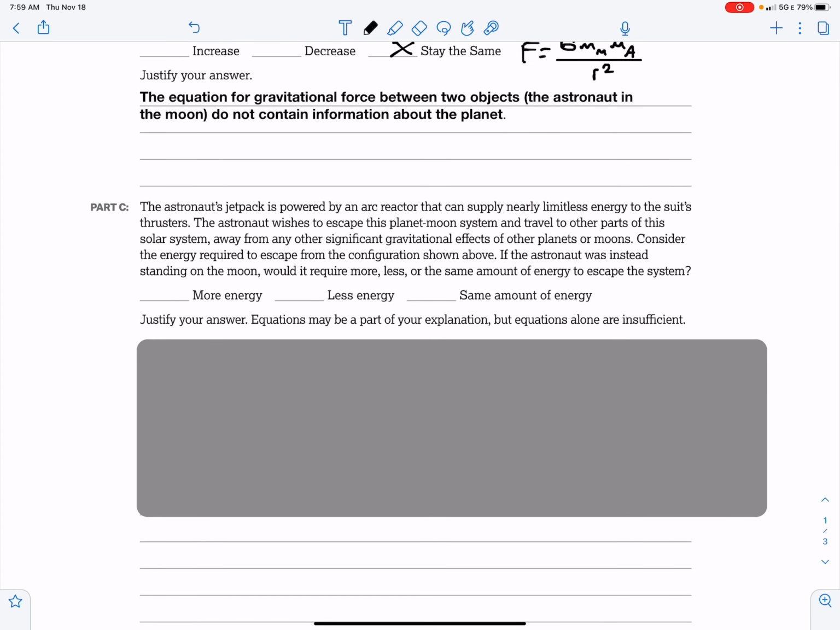Part C. The astronaut's jetpack is powered by an arc reactor that can supply nearly limitless energy to the suit's thrusters. The astronaut wishes to escape the planet-moon system and travel to other parts of the solar system away from any other significant gravitational effects of other planets or moons. Consider the energy required to escape from the configuration as shown. If the astronaut was instead standing on the moon, would it require more, less, or the same amount of energy to escape?